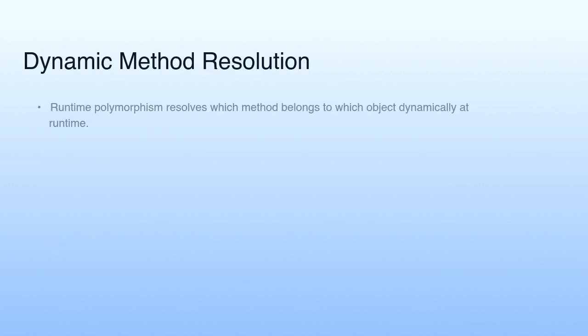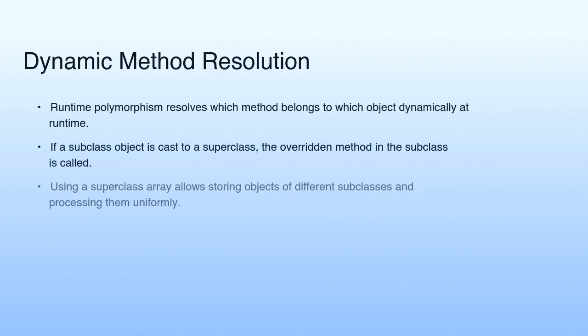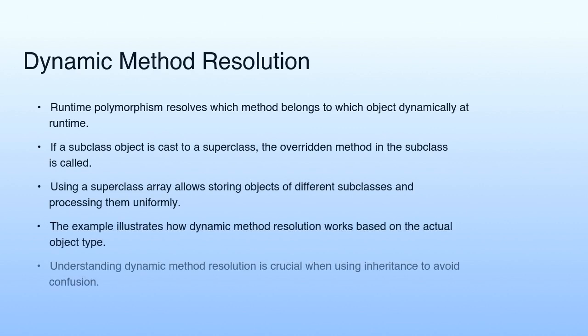Runtime polymorphism, also known as dynamic method resolution, resolves which method belongs to which object dynamically at runtime. If a subclass object is cast to a superclass, the overridden method in the subclass is called. Using a superclass array allows storing objects of different subclasses and processing them uniformly. Understanding dynamic method resolution is crucial when using inheritance to avoid confusion based on the actual object type.